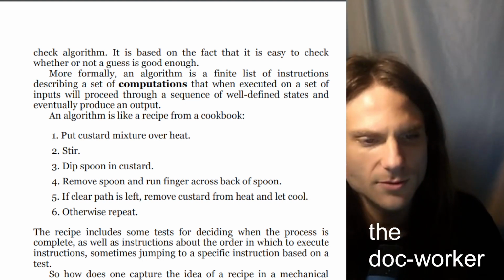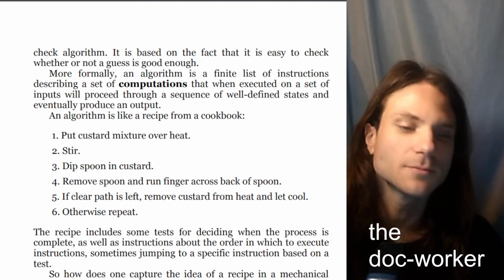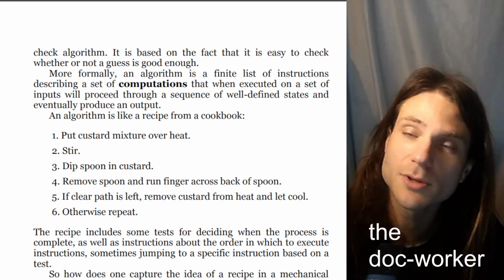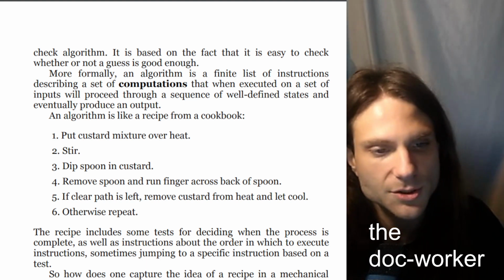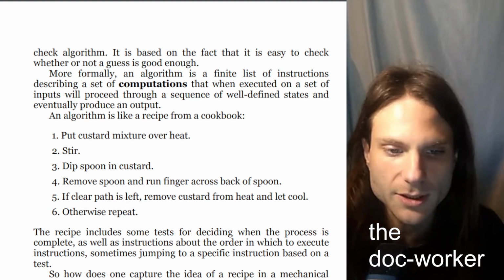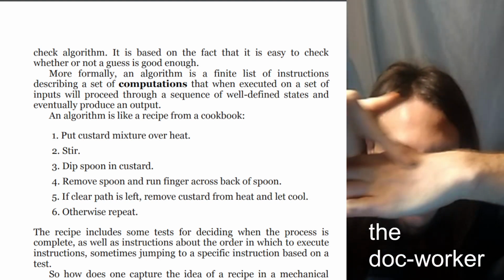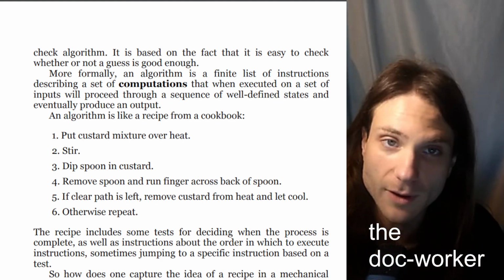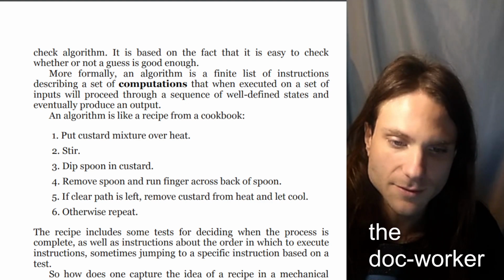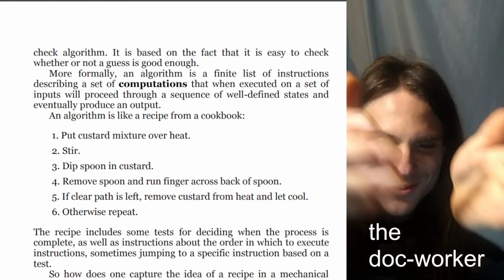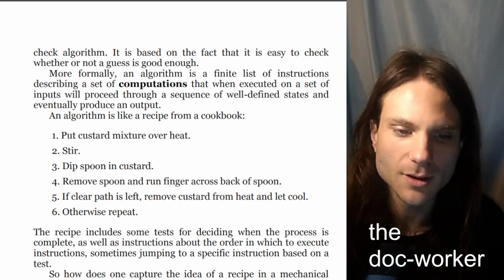An algorithm is like a recipe from a cookbook, such as: 1. Put custard mixture over heat. 2. Stir. 3. Dip spoon in custard. 4. Remove spoon and run finger across back of spoon. 5. If clear path is left, remove the custard from the heat and let it cool. 6. Otherwise repeat.